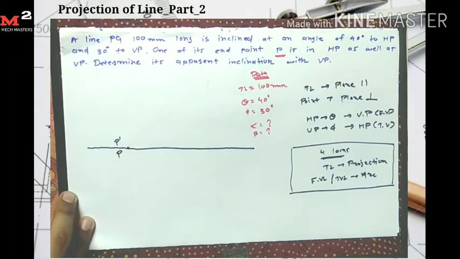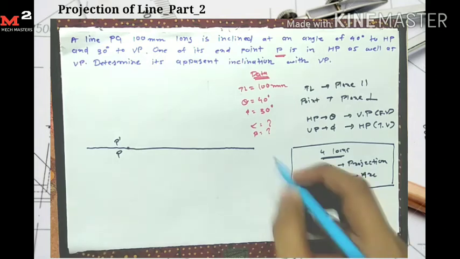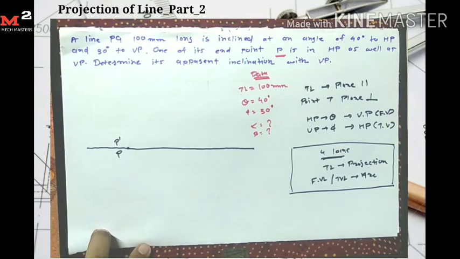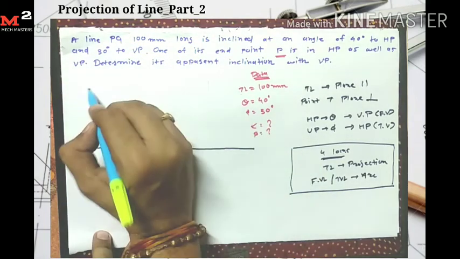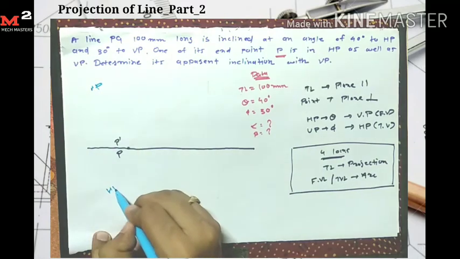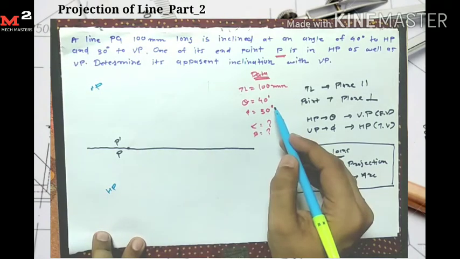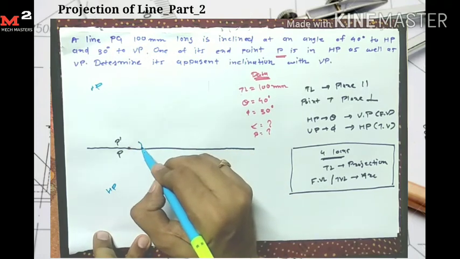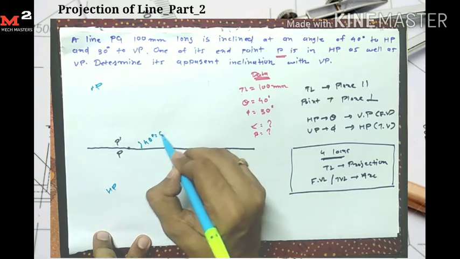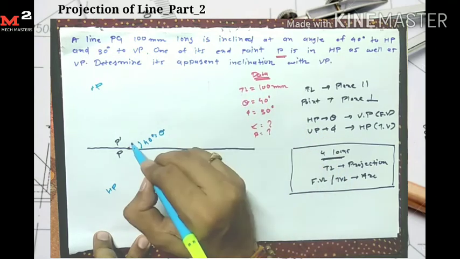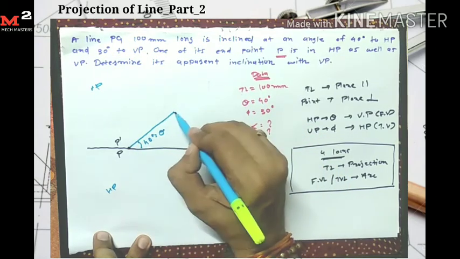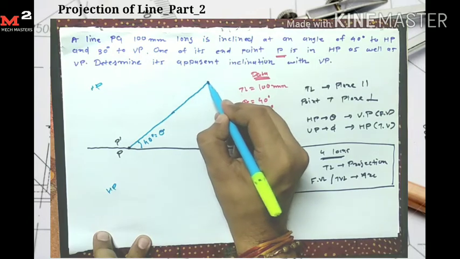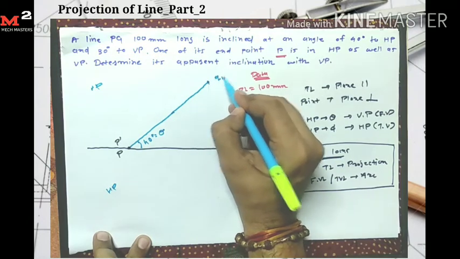Okay, now the angle given is theta equal to 40 degrees. Theta equal to 40 degrees means the angle made with the HP. So we represent this angle on the vertical plane. This is my vertical plane and this one is my horizontal plane. So I represent 40 degrees on the vertical plane. From here I measure the angle theta of 40 degrees, and the length is equal to 100 mm. I draw one line here and give the name Q1 dash.